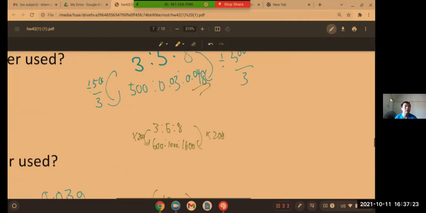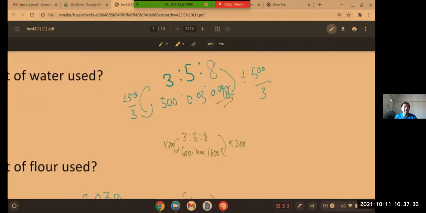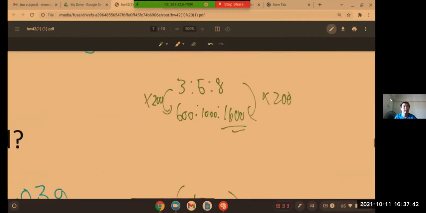How come you never give the unit? Gram. Wait. You never even write down the answer. Basically, you just write everything there. You expect the marker to pick the answer, or you need to give it. What's the amount of water used? You need to answer the question. So the amount of water used is 1600. What's the unit? Okay, the next question.